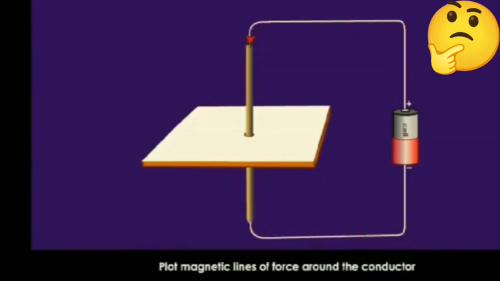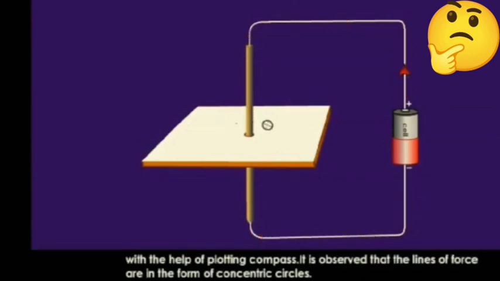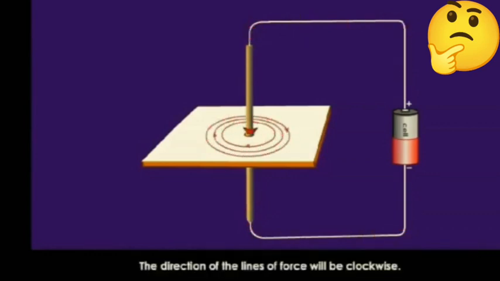Now we will plot the magnetic lines of force around it with the help of a compass, and we will observe that these lines of force are in the form of concentric circles, and the direction of the lines of force will be clockwise.